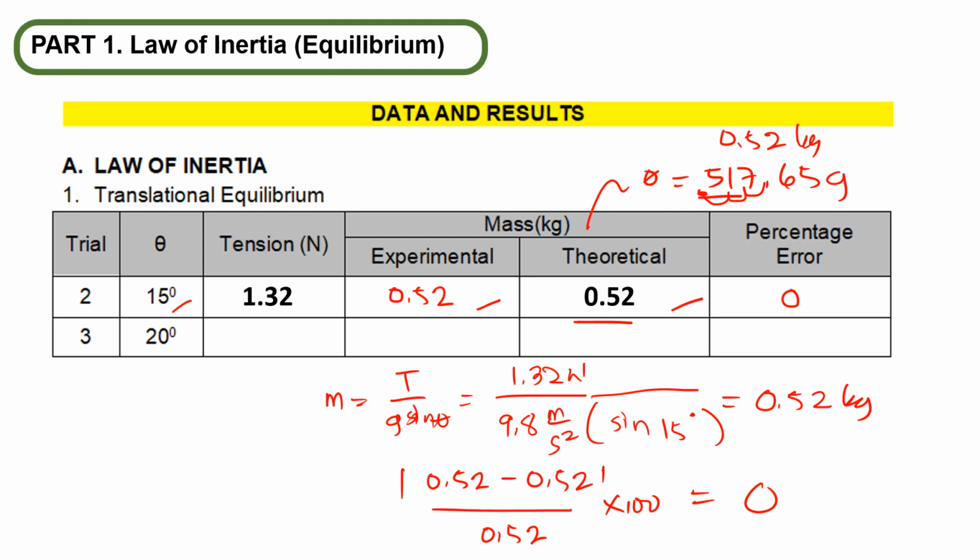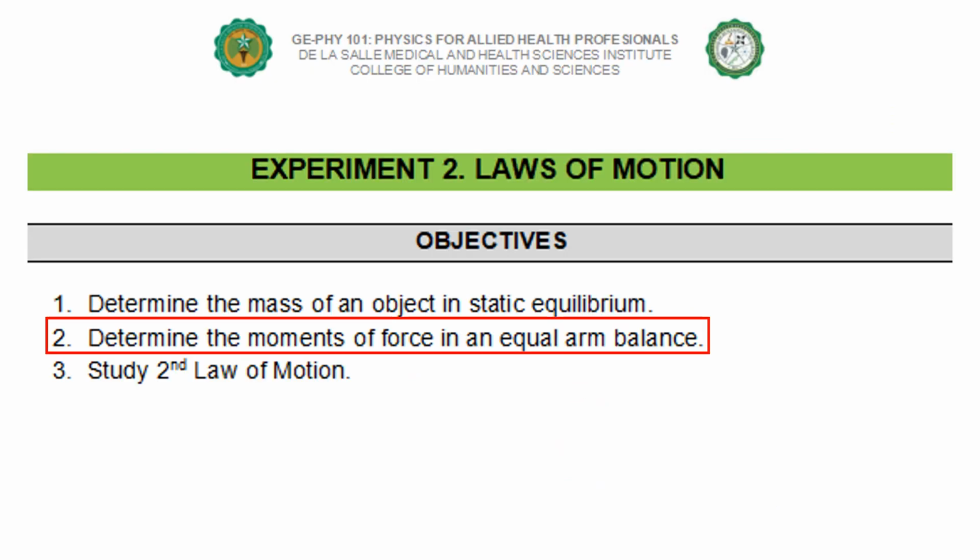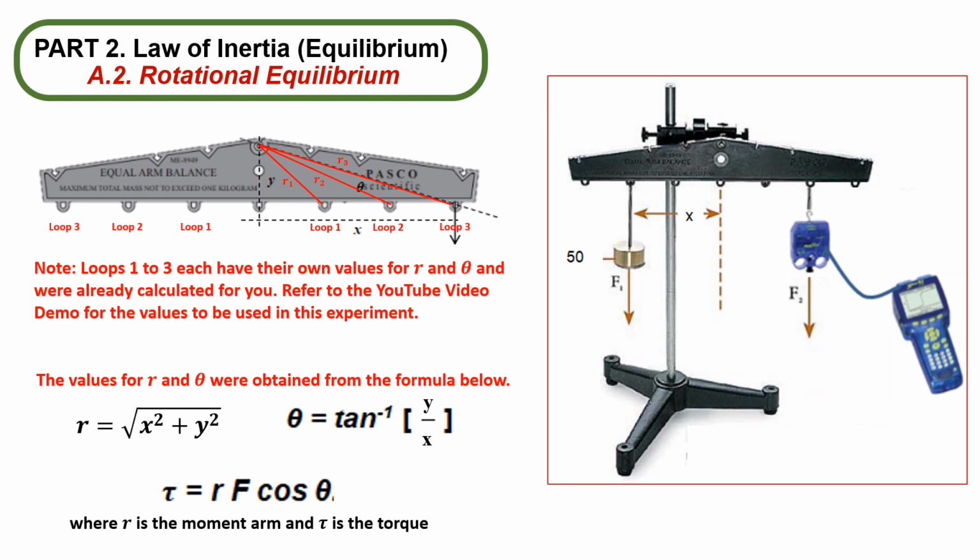And then this is the first part of experiment number 2. Okay, for the second part, the objective is to determine the moments of force in an equal arm balance. So we have this setup. We need an equal arm balance.